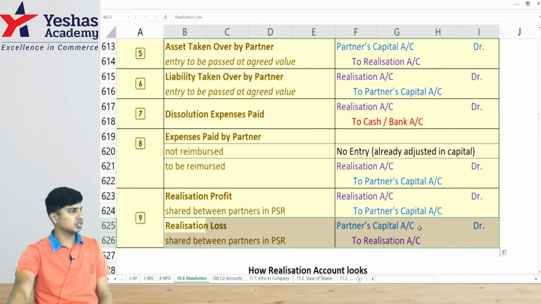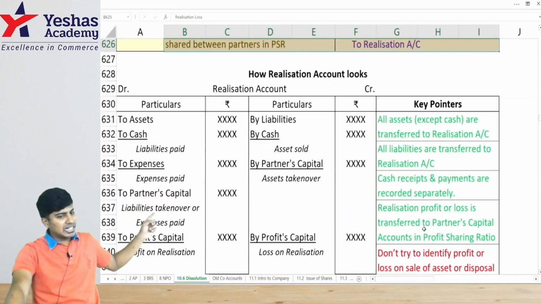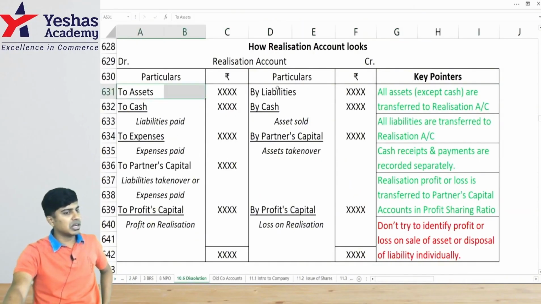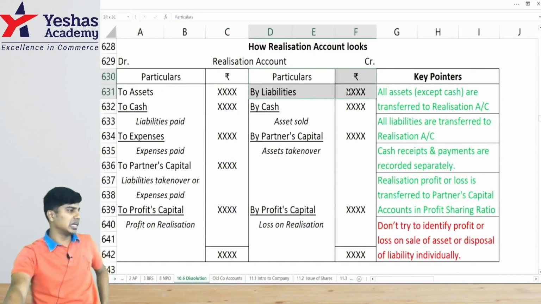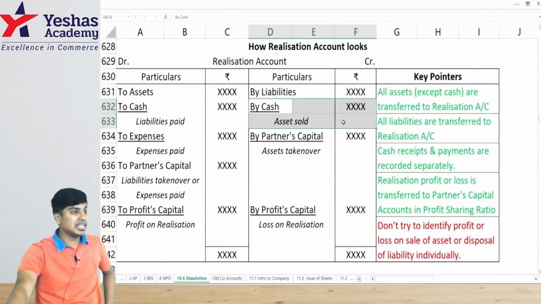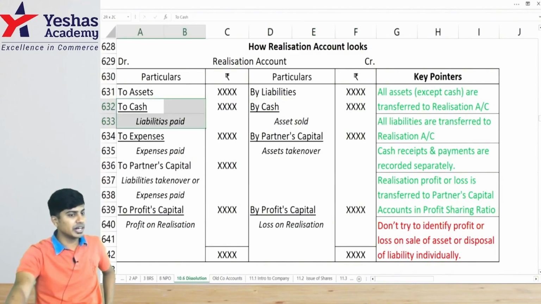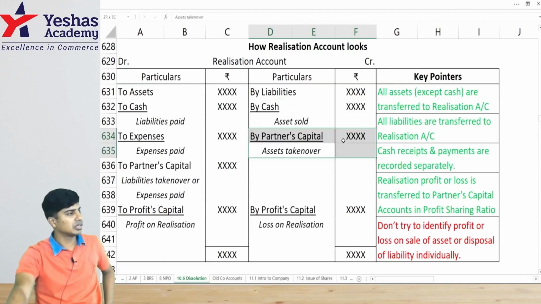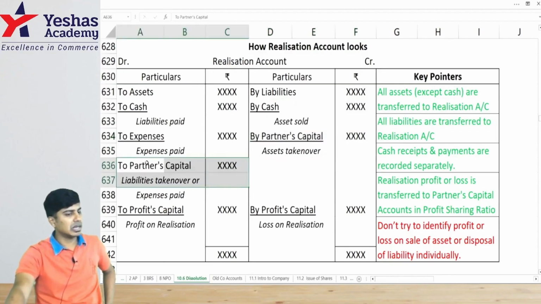I hope everybody understood the accounting entries. If you prepare a ledger out of this, this is how it will look. When you transfer assets, realization to assets. When you transfer liabilities, by liabilities to realization. When you sell the assets, cash to realization, here you will write by cash. When you settle liabilities, realization to cash, here you will write to cash. Instead of you receiving the cash, if the partner has taken over, credit partner's capital account here. If the partner has paid a liability, on the debit side write to partner's capital account.